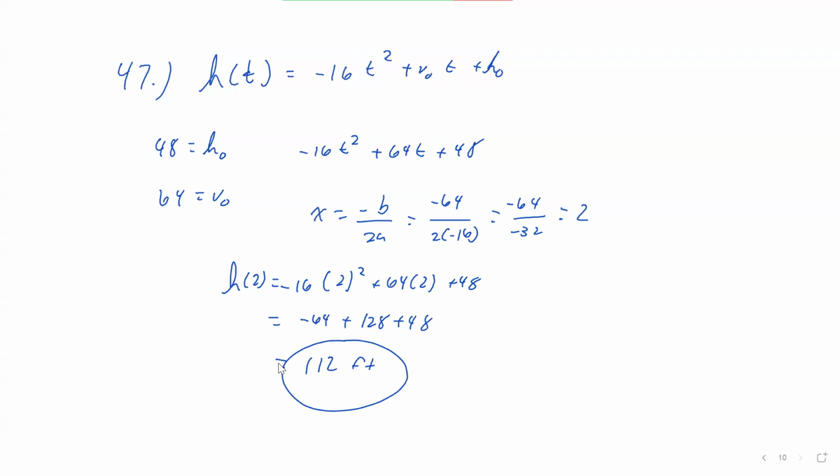So all it is is just trying to calculate that vertex. It gives you a lot of information there. That is pretty much it for 4.3.